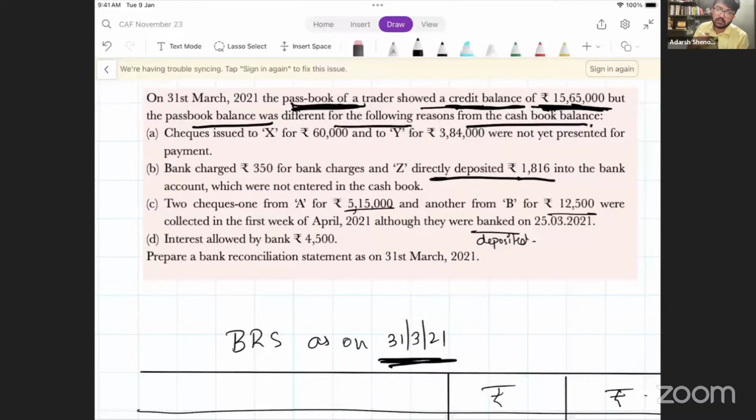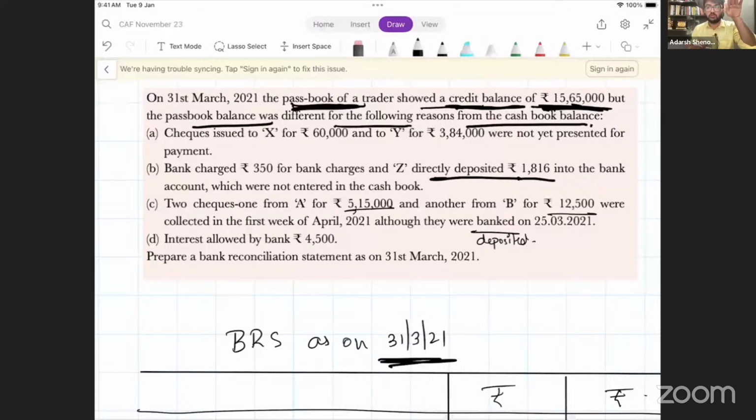I would have recorded it in my book on 25/3. So recorded it means what here? It's a deposit. So I would have increased my cash book balance by 5,27,500. I've increased it, but till 31st March they have not increased it in the passbook. Why? Because they collected that money only in the April month. So they increased it in April. But now as of 31st March, it's going to cause a difference for us.